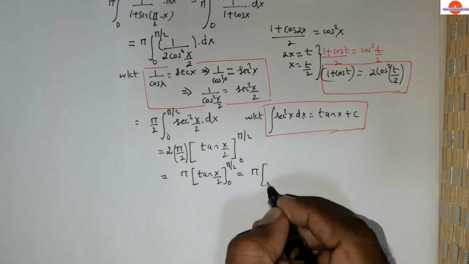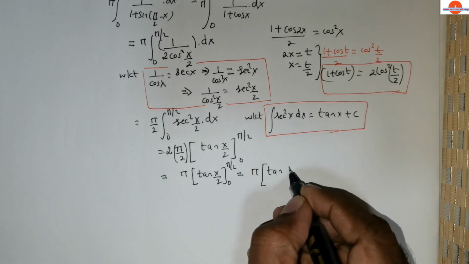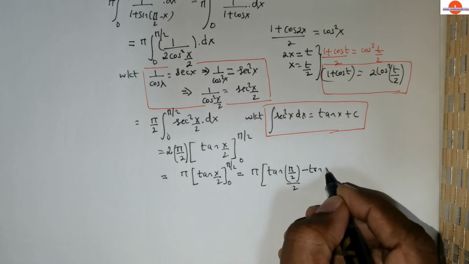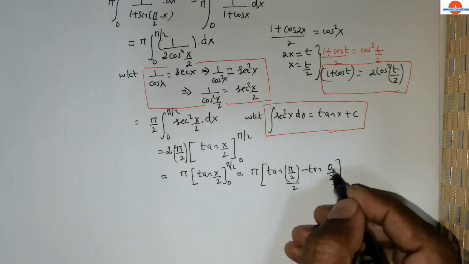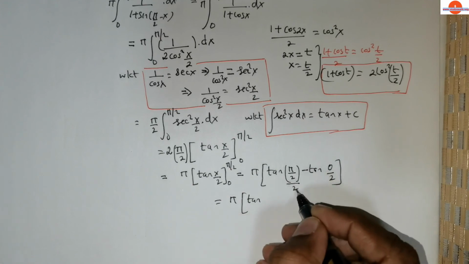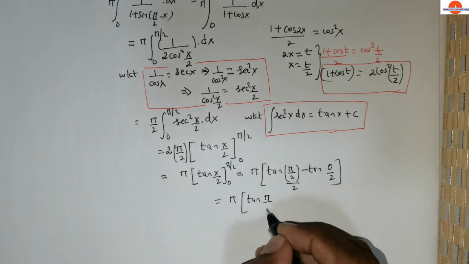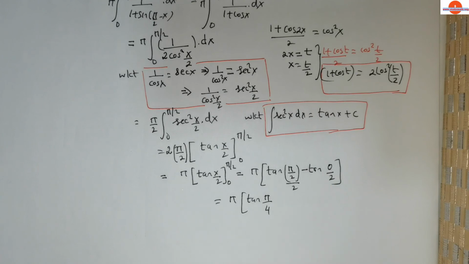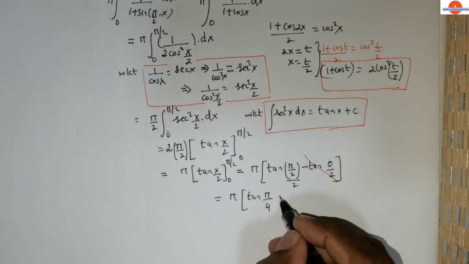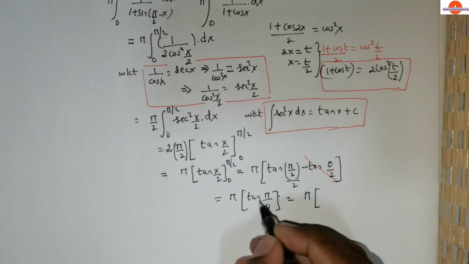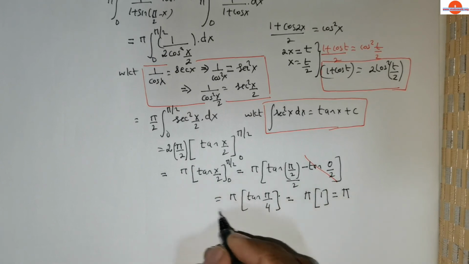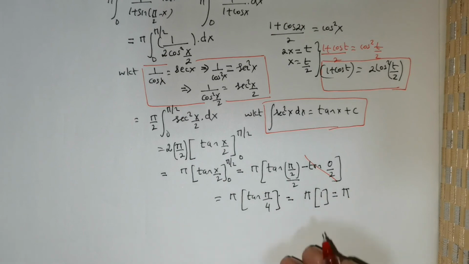Now, applying the limits, substitute the first limit, which is tan of (pi over 2) divided by 2, minus tan of 0 divided by 2. So we got something like this. Now this is rewritten as pi times tan of (pi over 2) divided by 2, which is pi over 4. The other term is going to be cancelled because of tan 0. So this is rewritten as pi times tan 45 degrees, which is 1, and that is equal to pi. So this is the final answer.